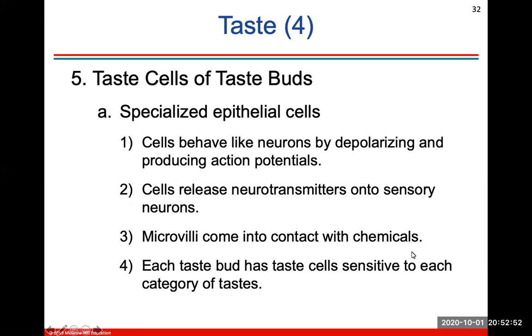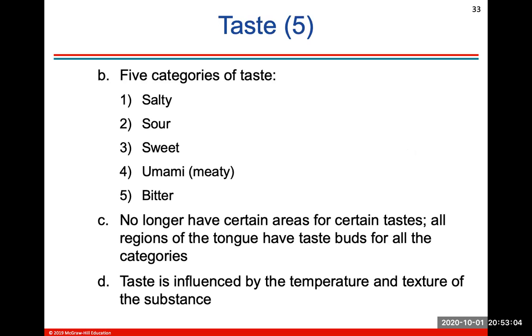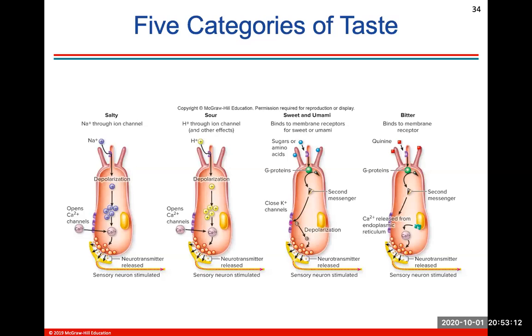The taste cells of the taste buds are specialized epithelial cells. They have microvilli that come into contact with chemicals, and each taste bud has taste cells sensitive to each category of tastes. These are the 5 different types of tastes that I'll let you read through there. And again, this is kind of a review from lab. You don't need to know how each specific taste is transmitted to the sensory neuron.